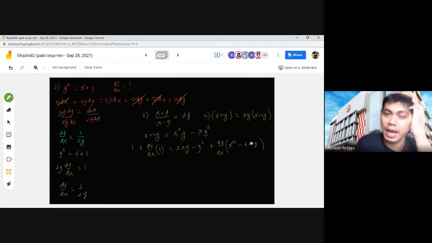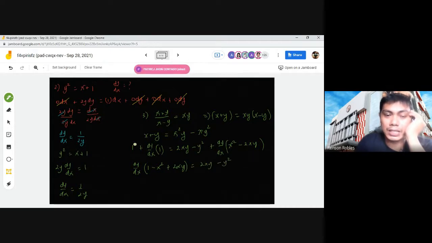And then, isolate all the terms containing dy dx. So you have dy dx times 1, then minus x squared plus 2xy. You throw this on the other side, 2xy minus y squared, then positive 1, throw it on the other side, minus 1. Then finally, you have dy dx equals 2xy minus y squared minus 1 all over 1 minus x squared plus 2xy.